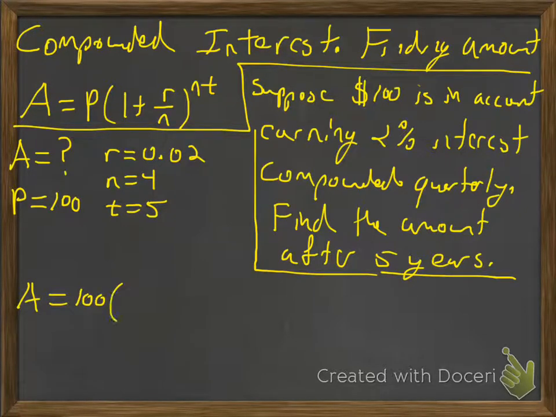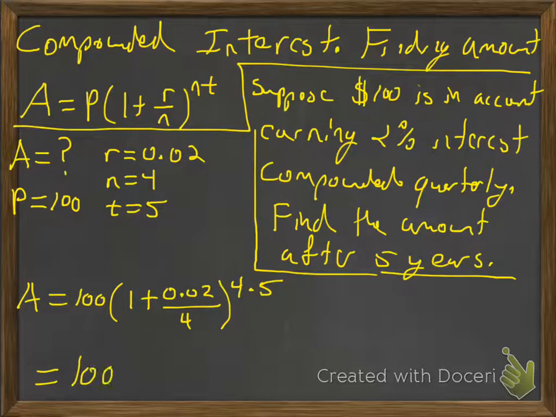It's going to be 100 times 1 plus 0.02 divided by 4 raised to the 4 times 5 power. Now I'll show you how to enter it into like a TI-30 with the parentheses, 100 parentheses, 1 plus 0.02 divided by 4, and then it's very, very important that you have those parentheses there. If you don't, you're going to get something different, and you don't want to lose points by getting something different. Okay, and you don't want to lose money either. Okay, and then caret 4 times 5 is 20.